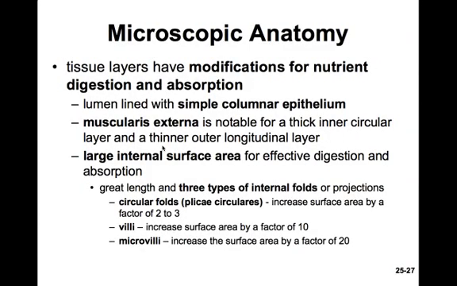So now let's take a closer look at the anatomy of the small intestine. The tissue layers are very reminiscent of those that we see in the esophagus and stomach. However, they have modifications for nutrient digestion and absorption. The whole lumen is lined with simple columnar epithelium and goblet cells for secretion of mucus substances. The muscularis externa has a very thick inner circular layer and then a much thinner outer longitudinal layer.